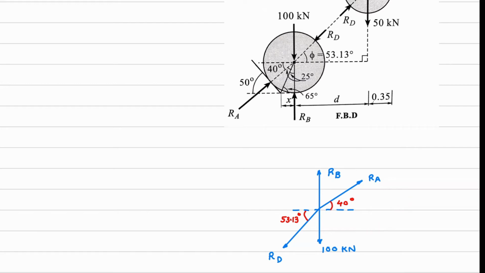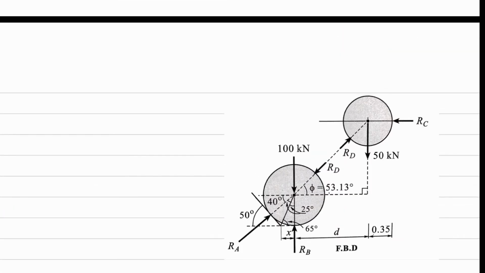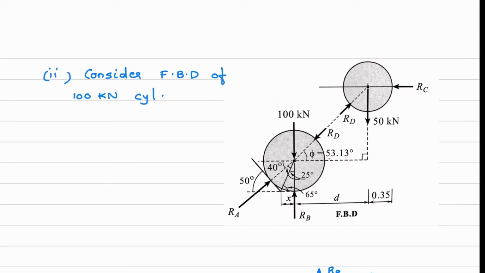Okay, so I will write down the second part of the question. Consider FBD of 100 kilonewton cylinder. Now we have to use conditions of equilibrium.